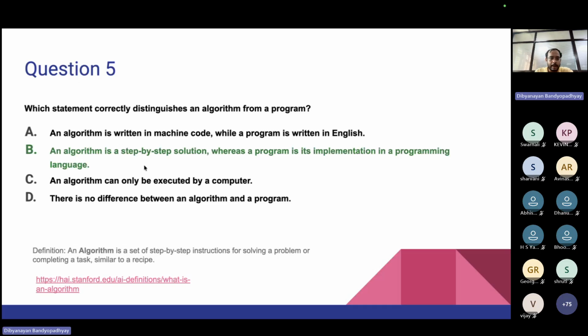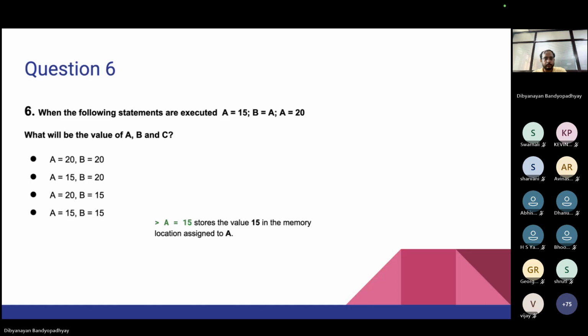So you can see here the algorithm is a step-by-step solution. You can write it in English, in pseudocode, in any language, in whatever way you want. As long as there is a step-by-step process to solve the problem, that is an algorithm. And as long as you correctly translate it into a programming language such that a computer can understand it, it is basically a program. So this is the difference between an algorithm and a program.